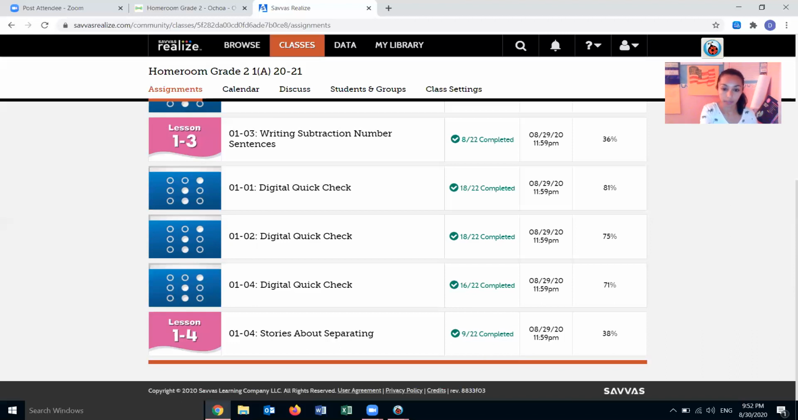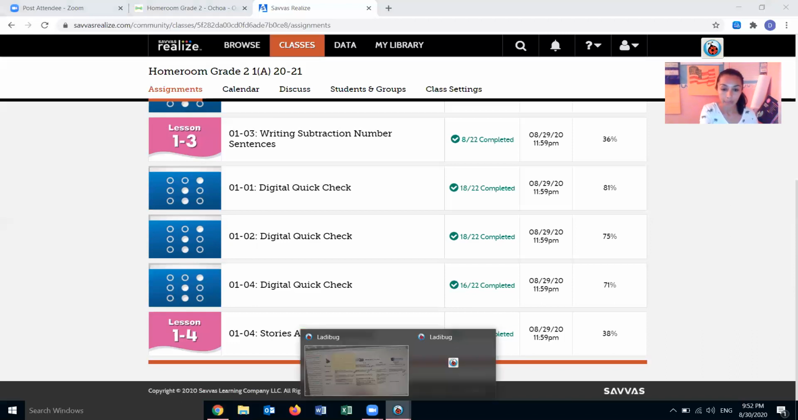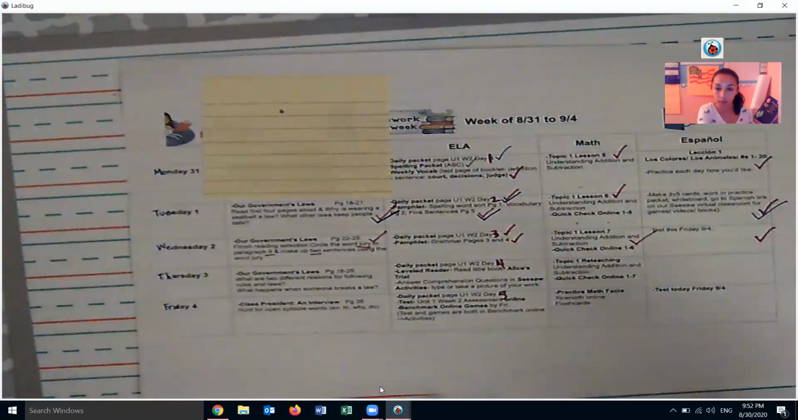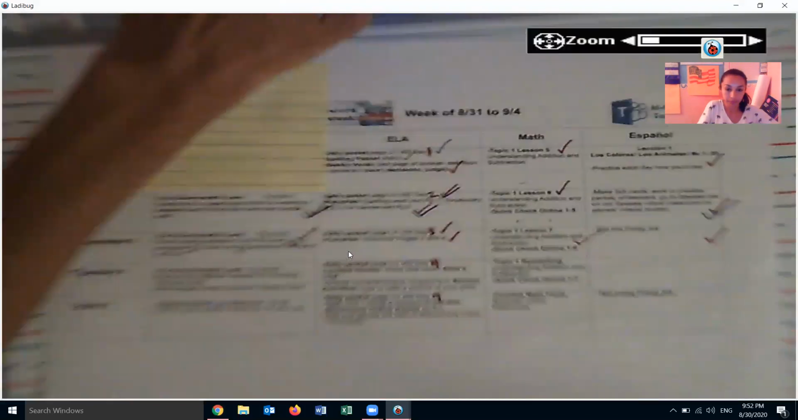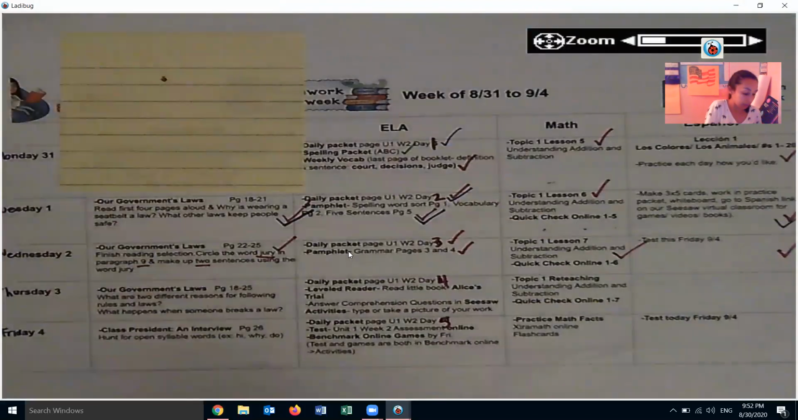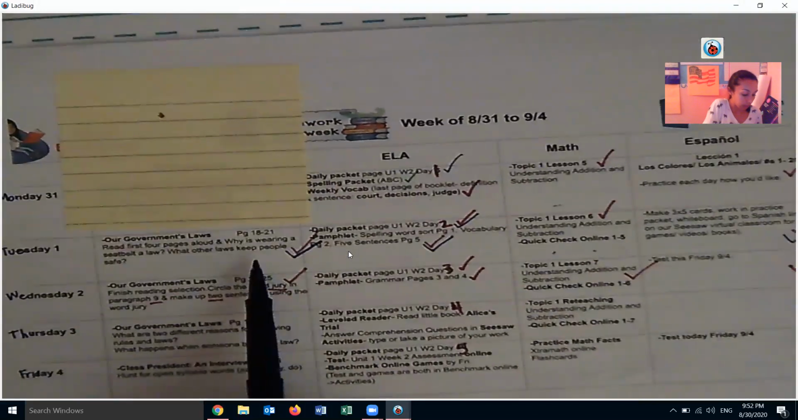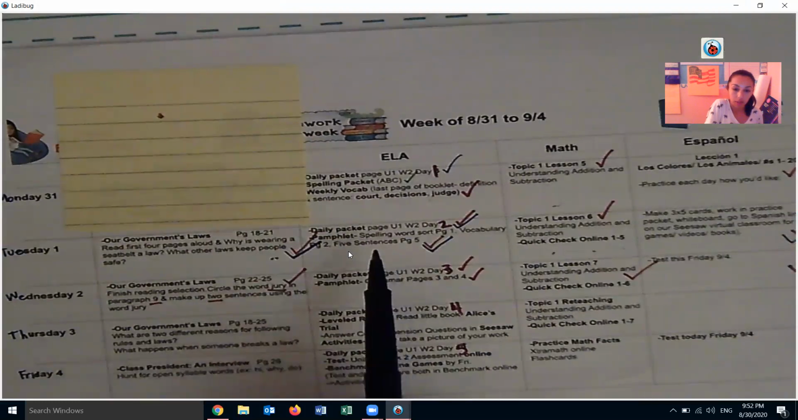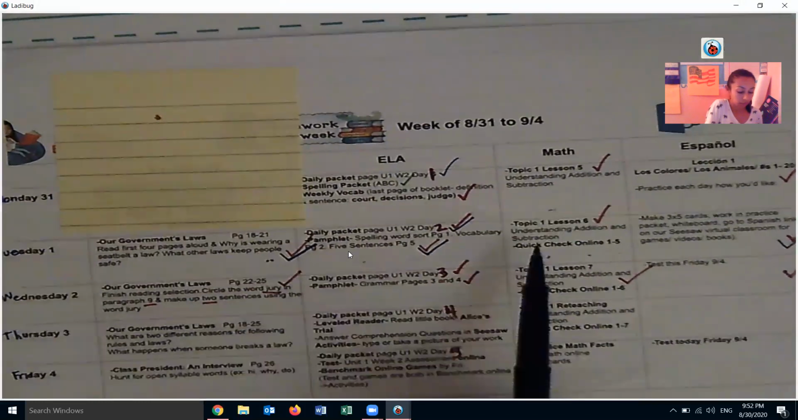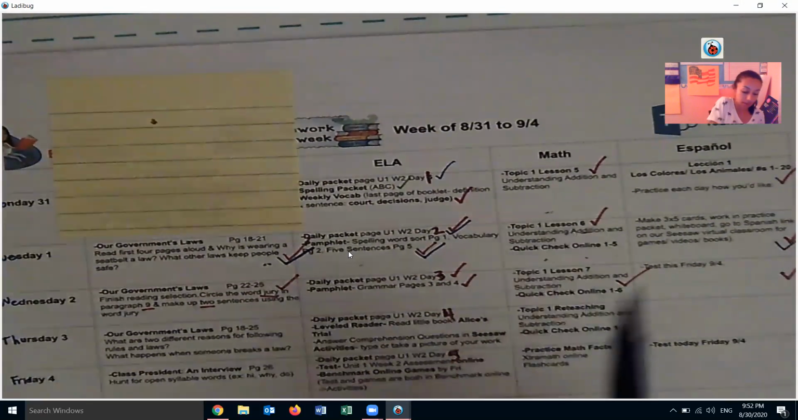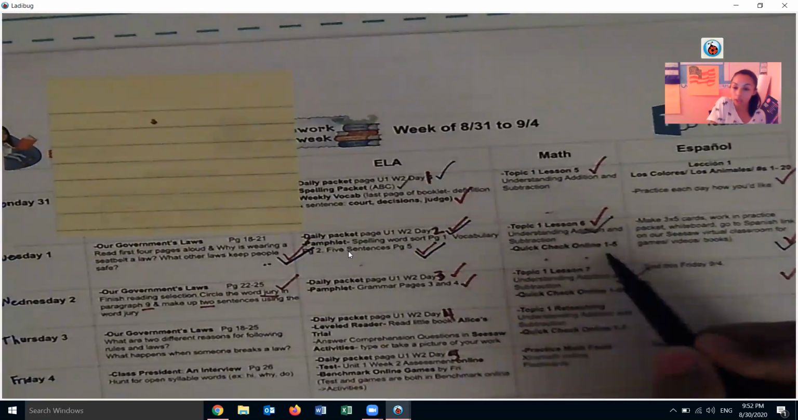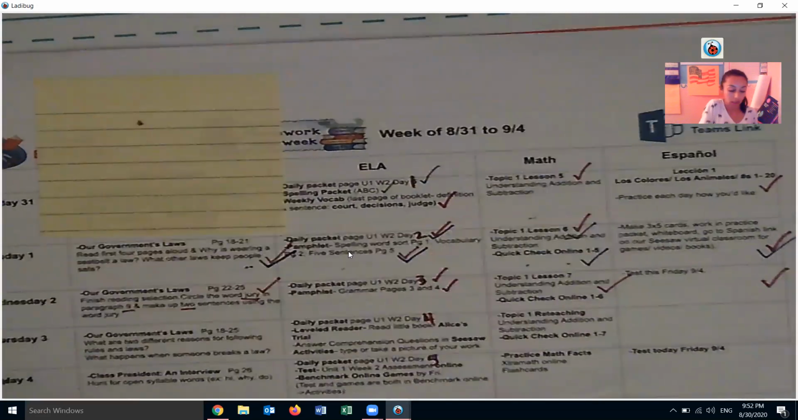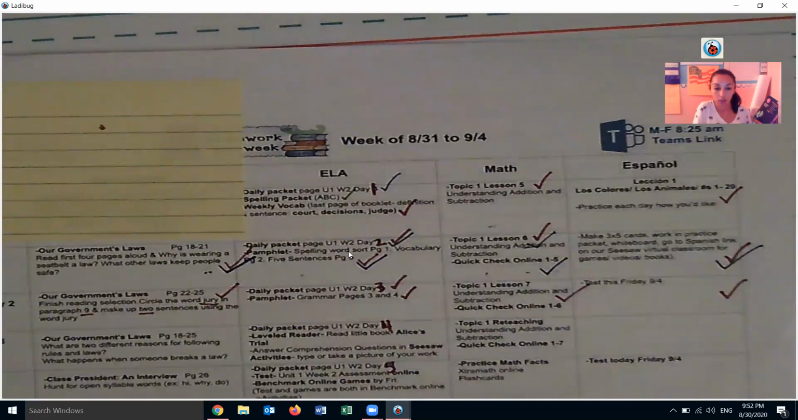So let me go back to Ladybug. So with the Ladybug, we're back. So now we have done the government's laws. We reread it. We answered the questions. We did our daily packet, page 2. We did the spelling, vocab, and sentences. We went through topic 1, lesson 6, and you're going to do your quick check 1-5. And then Spanish, you're going to practice on your own.